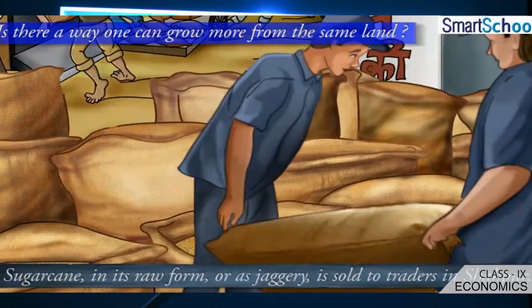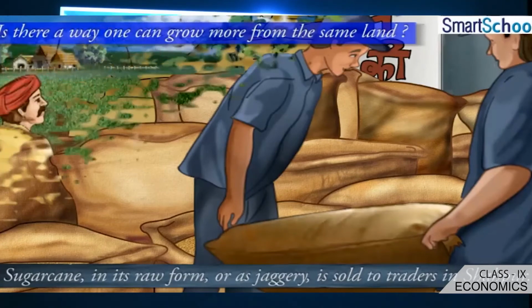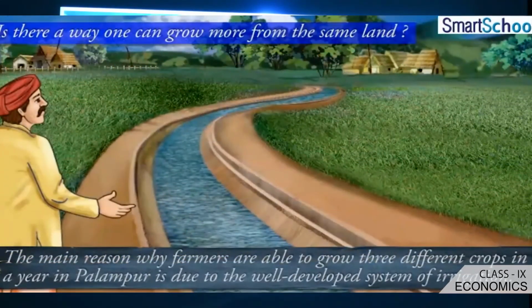The main reason why farmers are able to grow 3 different crops in a year is a very interesting, well-developed system of irrigation. Then what is the difference between irrigation and rainwater? When rainwater is directly utilized, we call it a natural source. But when water is provided through canals or wells or tanks or pump sets, that is called irrigation. They developed a system of irrigation with pump sets, otherwise tube wells.